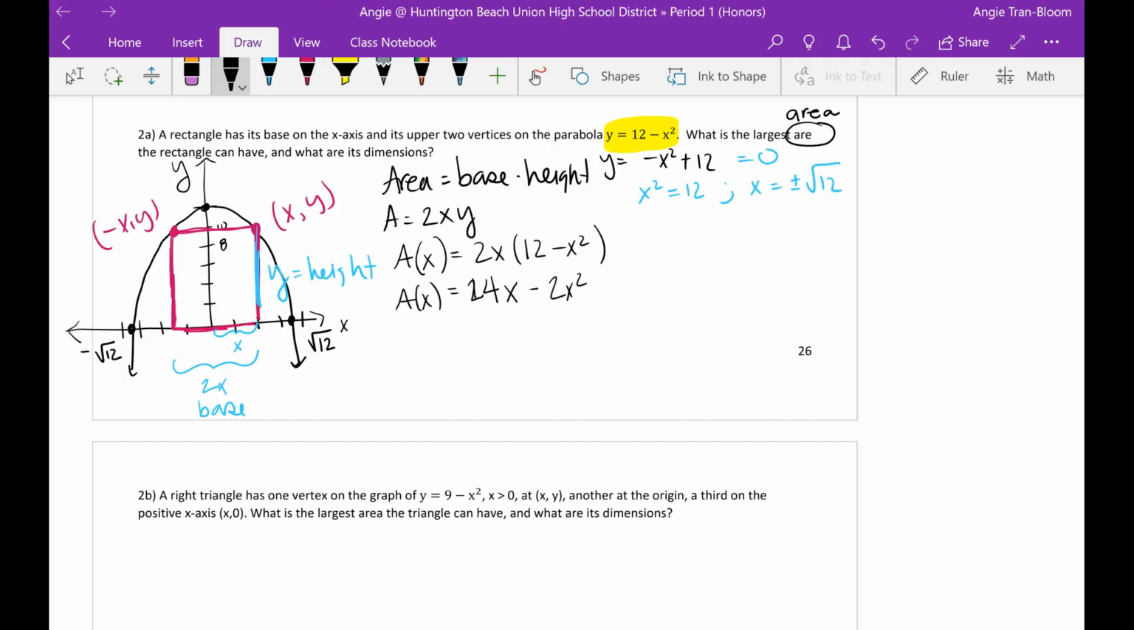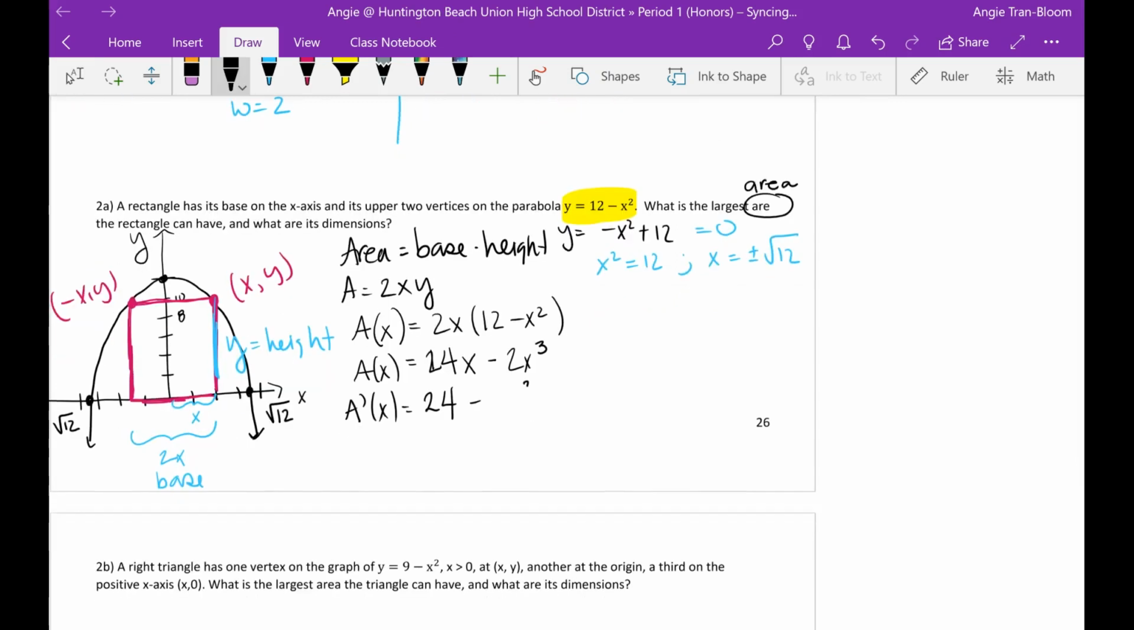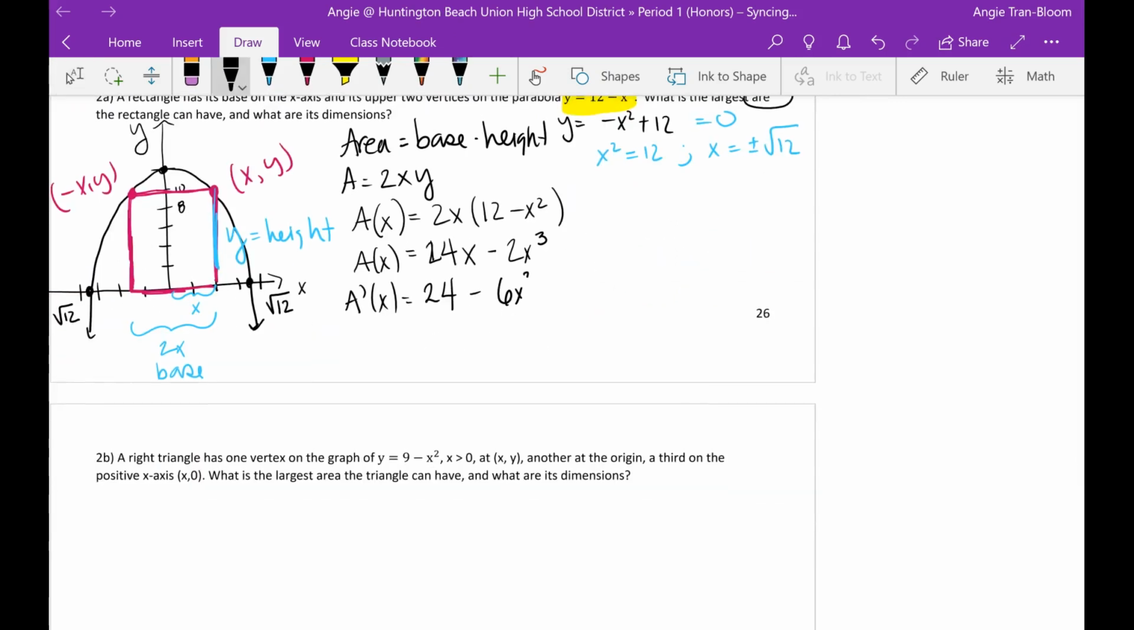And again, I'm looking for the largest area. So again, I'm going to take the derivative, which will give me the turning point, which is a local min or local max. The derivative is 24 minus 4x. Actually, this is x cubed, so it's not 4x, and it's going to be 6x squared. Okay, so that's 6x squared.